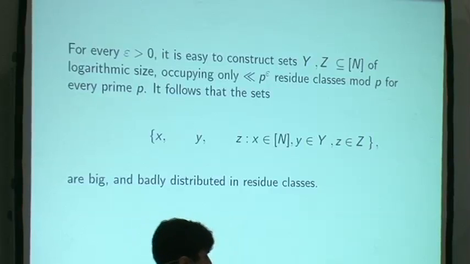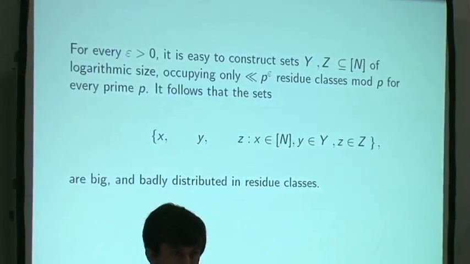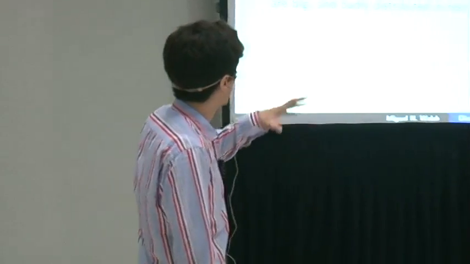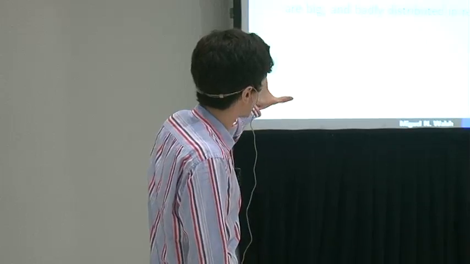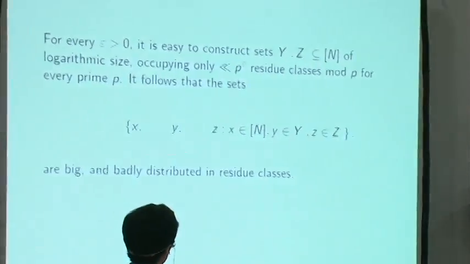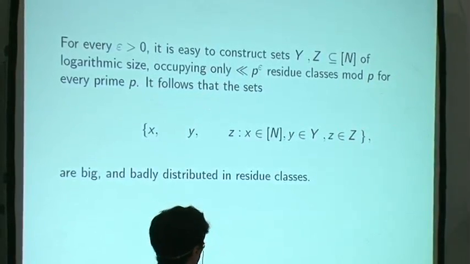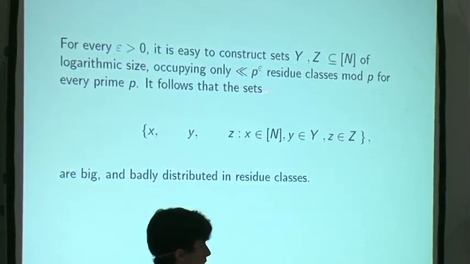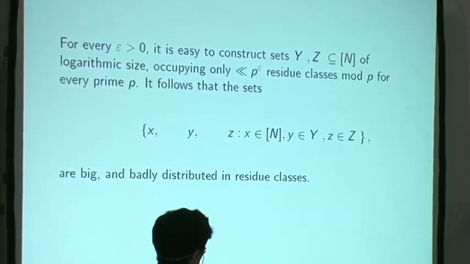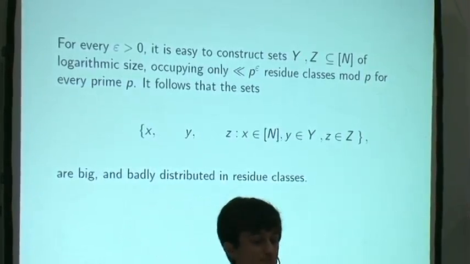For any epsilon greater than 0, it is very easy to give examples of sets that are very small, of logarithmic size. Just using the Chinese remainder theorem or things like that, you can show that there are sets of logarithmic size that occupy only p to the epsilon residue classes for every prime. Then, if you take a set in 3 dimensions, for example, and you take the first coordinate to be anything you want, any of the integers, and then the other coordinates belong to these very small sets. So the second coordinate will belong to a set Y, so there are only p to the epsilon residue classes, and the third coordinate will belong to Z, so again only p to the epsilon residue classes. So there are very few possibilities here, and your set will occupy few residue classes.